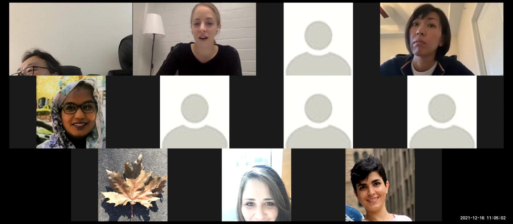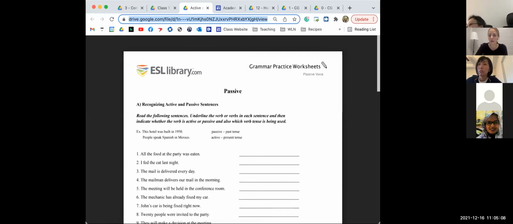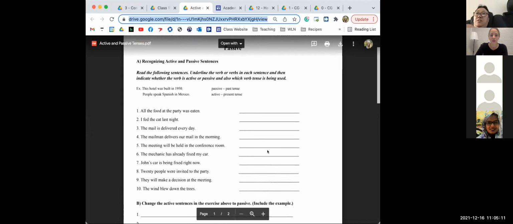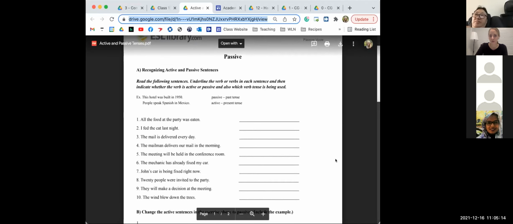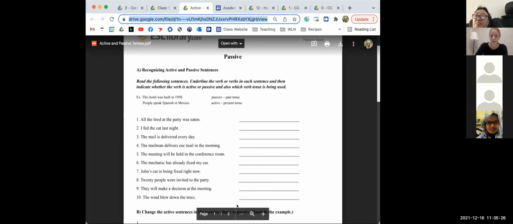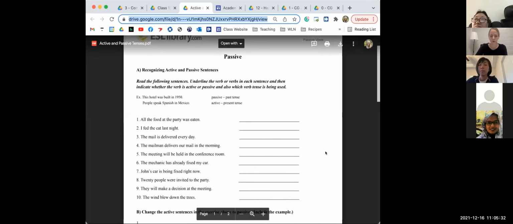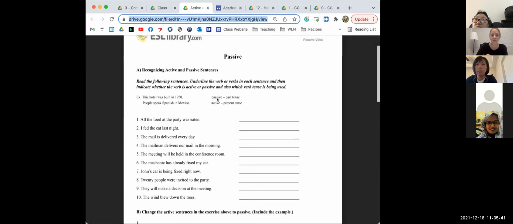This is the link for a couple more pages where we're going to practice identifying active and passive. So for this first page, you're going to work together with your group and read the sentences. First, decide active or passive, and second, decide the tense. These use the simple tenses and the perfect tenses. I think there is one progressive example here, the present progressive. So identify the active or passive and then the tense that is used.